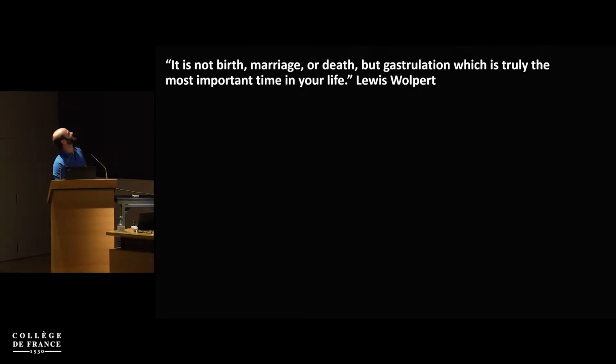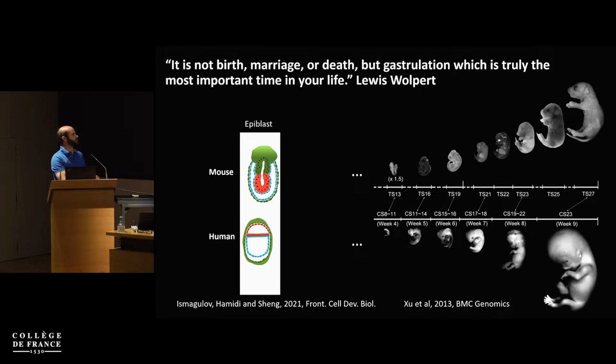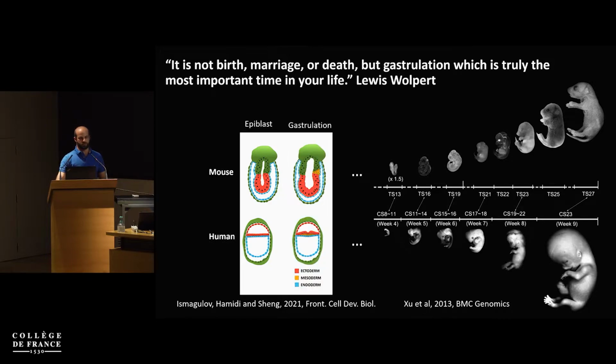But he said that not birth, not marriage, not death, gastrulation is the most important time in your life, and gastrulation is the process that allows embryos that have very different starting morphologies to converge into a conserved body plan. If you take the human or the mouse embryo, at this stage they look quite different. Yet when you go to early post-gastrulation stage, you have a morphology that is quite similar between these two. This is the process of gastrulation, where a portion of the epiblast cells will start migrating.